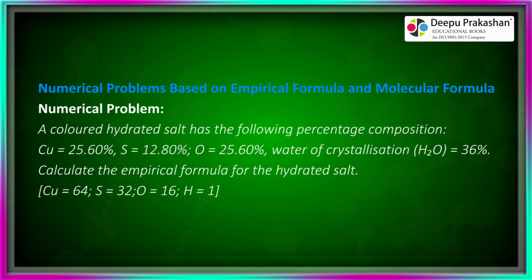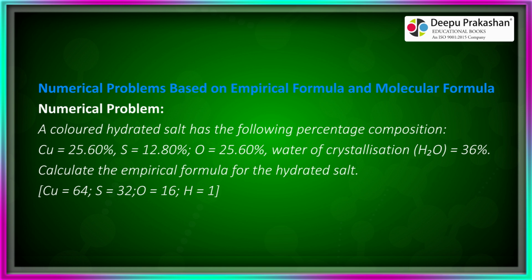Numerical problems based on empirical formula and molecular formula. Numerical problem. A colored hydrated salt has the following percentage composition. Cu = 25.60%, S = 12.80%, O = 25.60%, water of crystallization, H2O, = 36%.